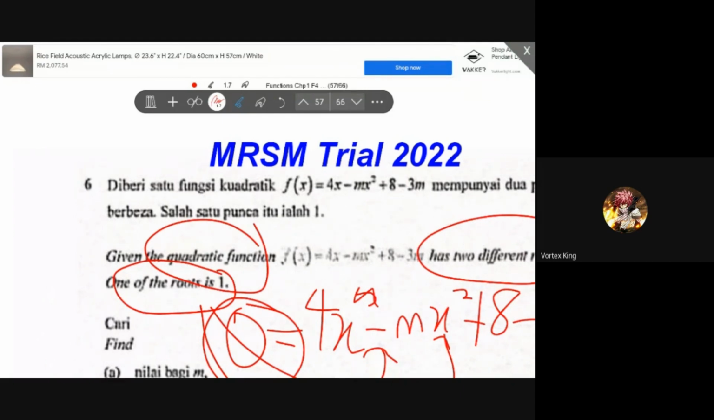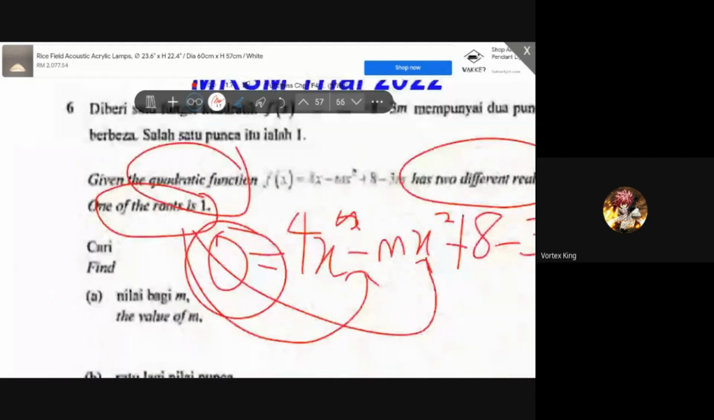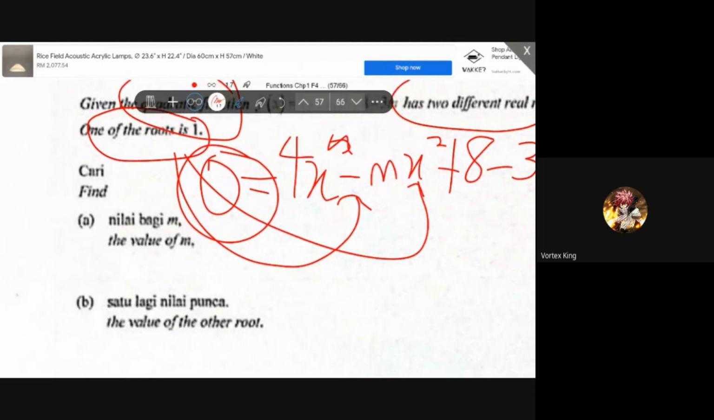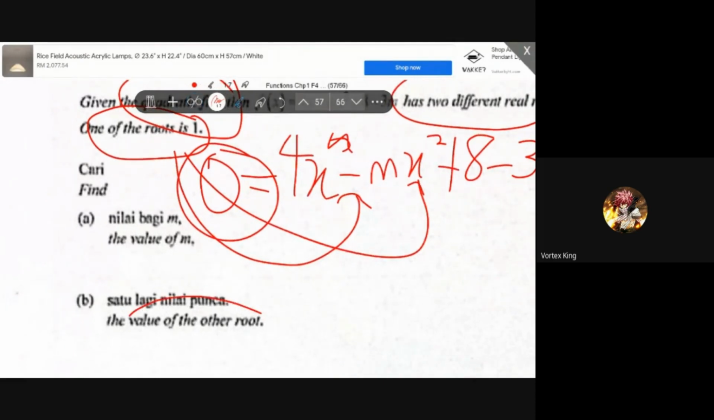So can you understand so far? We go part B now. This question looks like NMATS a bit. I think a lot of you can tell. That's why you ask this question to me. Saya rasa banyak fikir ini soalan NMATS kot. Sebab nampak has two different real roots. Okay, so part B now. The value of the other root. So how to find? Macam mana nak cari punca yang satu lagi? How to find the other root of the equation?